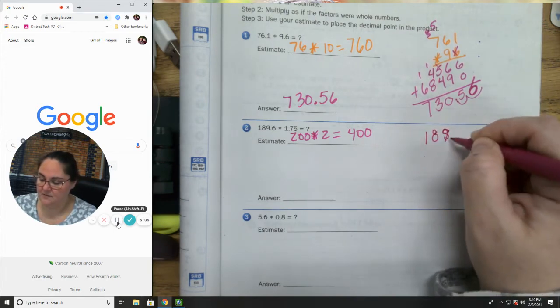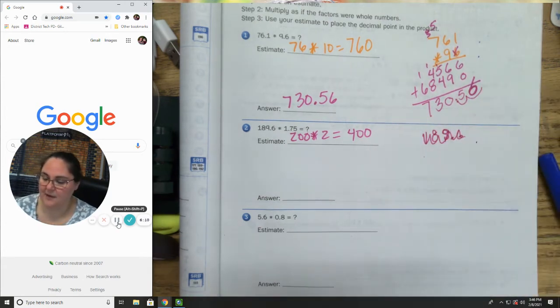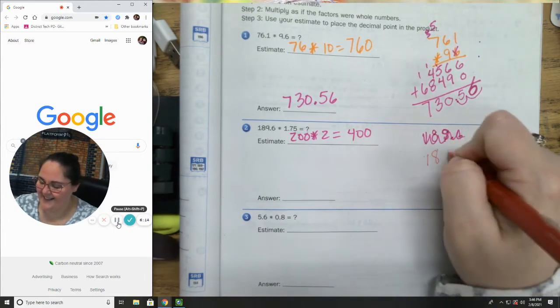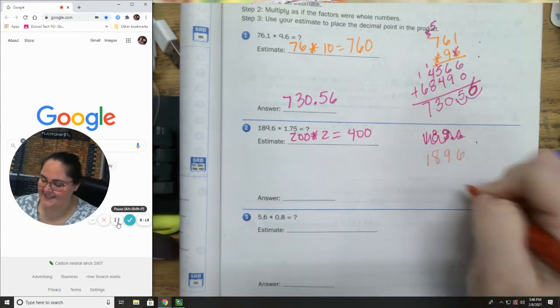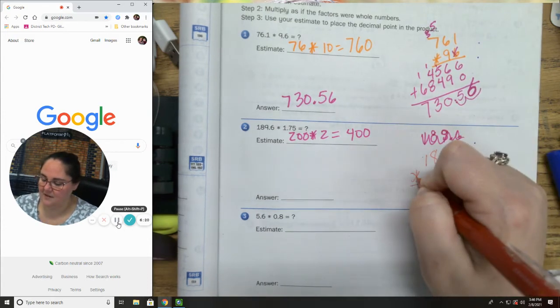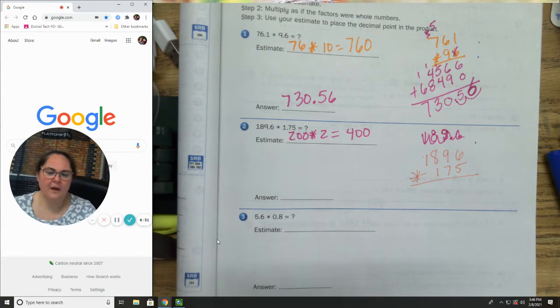Oops. Might help if I actually write it right. This is why I use my pen. 1896 times 175. All right, I want you to go through and do your multiplication process. I want you to multiply these two numbers and find your final answer. What is 1,896 times 175?